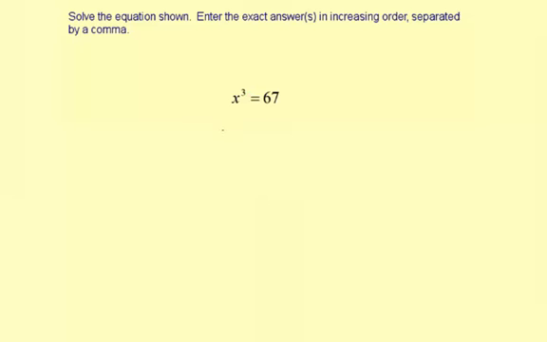So the way you find that is you're going to do the cube root of both sides. So the cube root of x to the third equals the cube root of 67. And it's a cube root, there are no answers, so we're going to cross that out. And we don't really need to worry about this separated by a comma or the increasing order. We just have to worry about the exact answer. So the cube root of x to the third simplifies to x, and then that equals the cube root of 67. So that's our exact answer, cube root of 67.